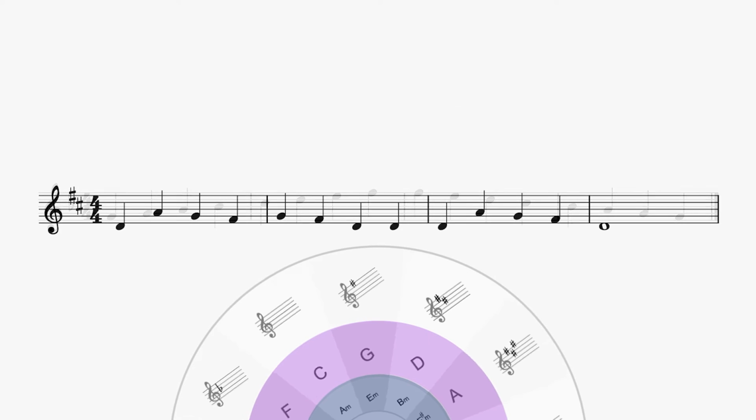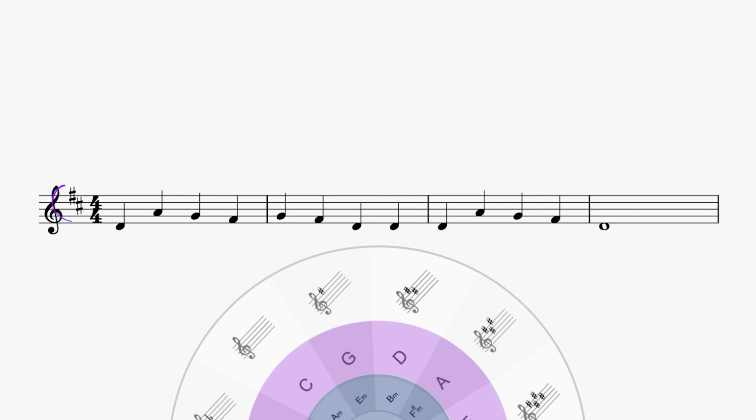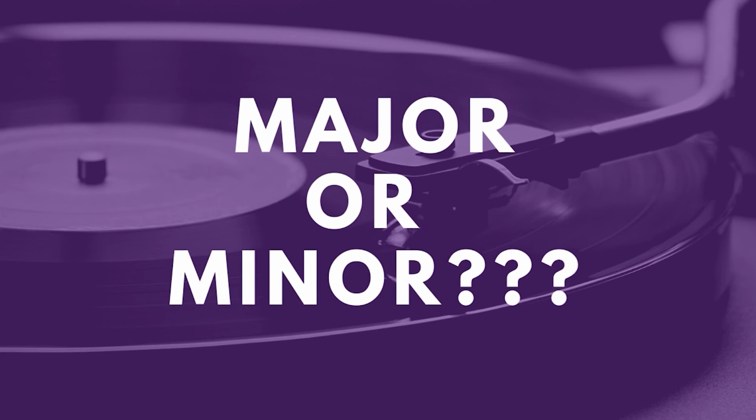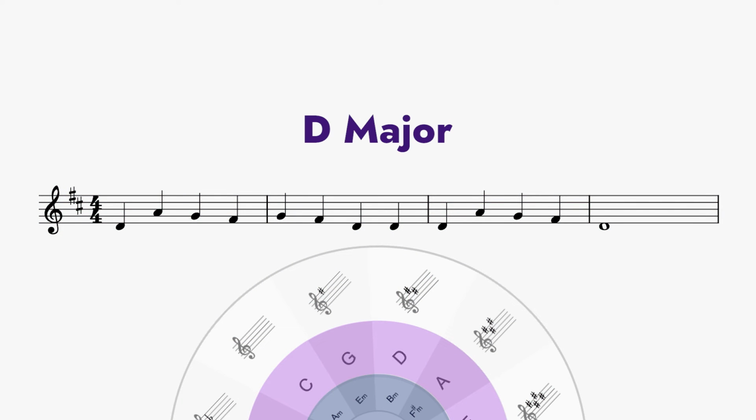Moving to the sharps side, here we have two sharps. So what does that mean? It could be either D major or B minor. Let's take a look at our last note. Is it D or B? It's D. So is this major or minor? This is major. It's D major.